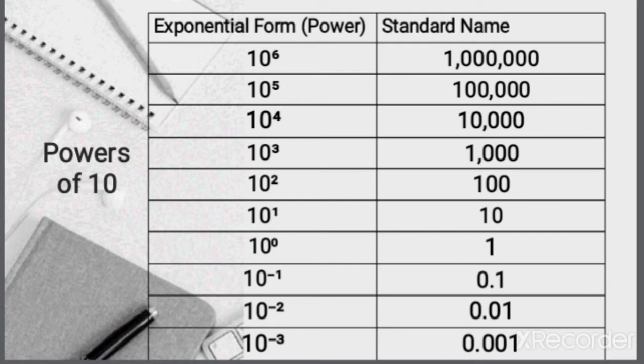10 to the power of 0 equals 1, 10 to the power of negative 1 we have 0.1, and 10 to the power of negative 2 we have 0.01, hundredths. Then 10 to the power of negative 3 we have 0.001, thousandths.